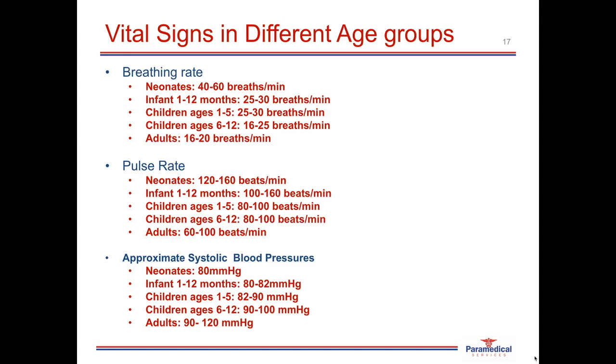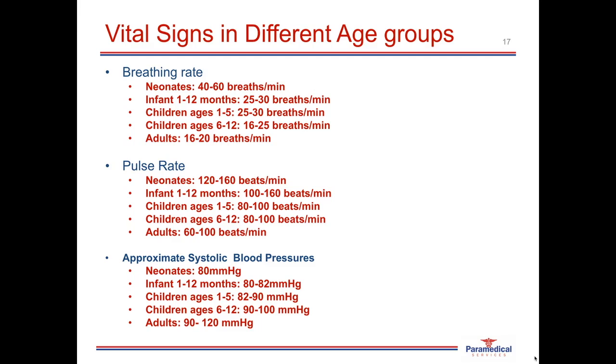Vital signs differ at different age groups, so it's quite important to get some rough ideas about what to be looking for in the neonate, the infant, the older child, and the adult in regards to their breathing rate, their pulse rate, and their approximate systolic blood pressures.